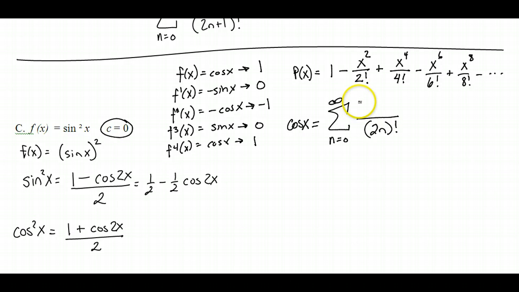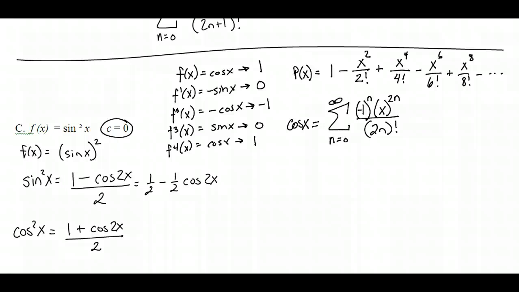In the numerator, you have to account for your alternating, so I'm going to start off with a negative 1. Is it to the power of n or to the power of n plus 1? Well, I want my first term to be positive. If I plug in a 0, is my first term positive? Yeah. If I plug in a 1, is my next term going to be negative? Yeah. Then we have x, and just like in sine, our exponent is the same as the denominator, so that would be 2n. So here's our power series for cosine.